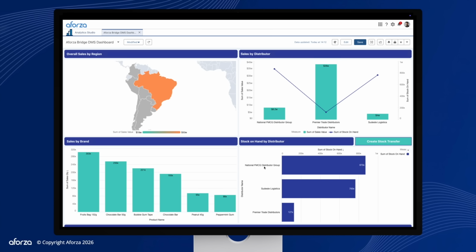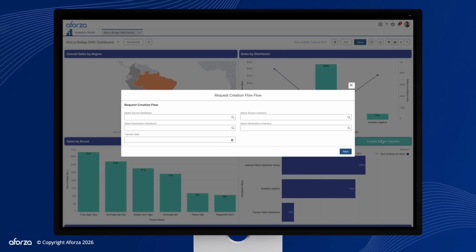So let's move from insight into action now. And this is where Aforza Bridge is fundamentally different from anything else. We're not just observing what's happened, we're controlling what happens next. So I'm going to initiate an inbuilt DMS workflow, distributor management workflow, for a stock transfer. Now, I'm selecting National FMC Distributor Group as the source distributor here. And the reason is they've got stock. They can support the network.